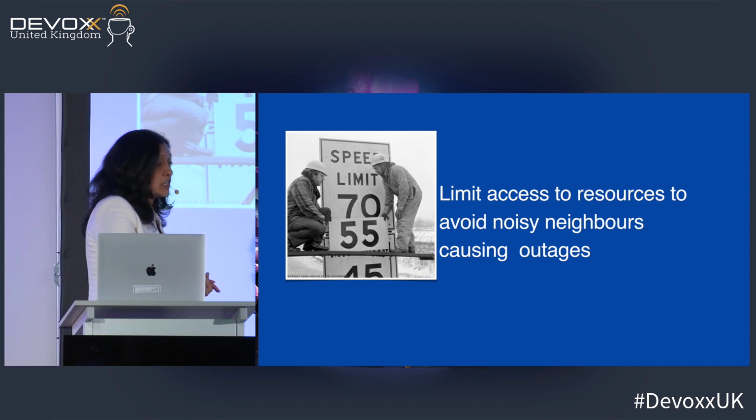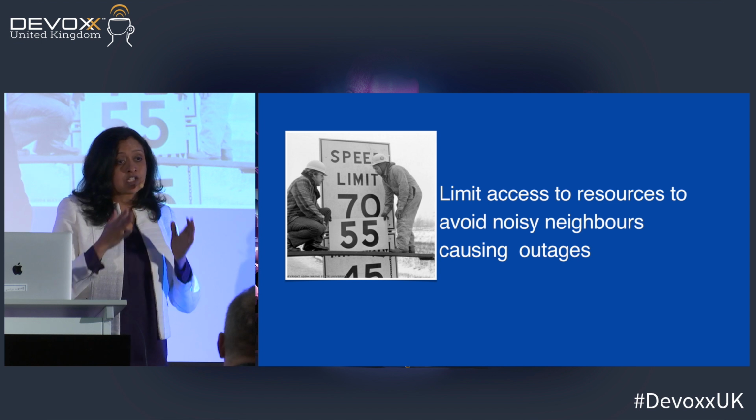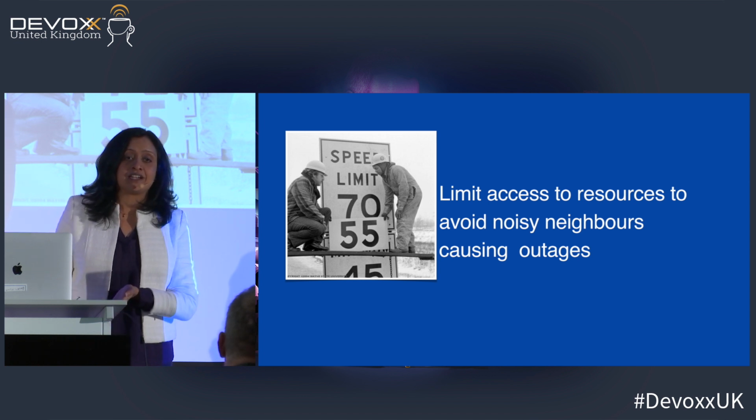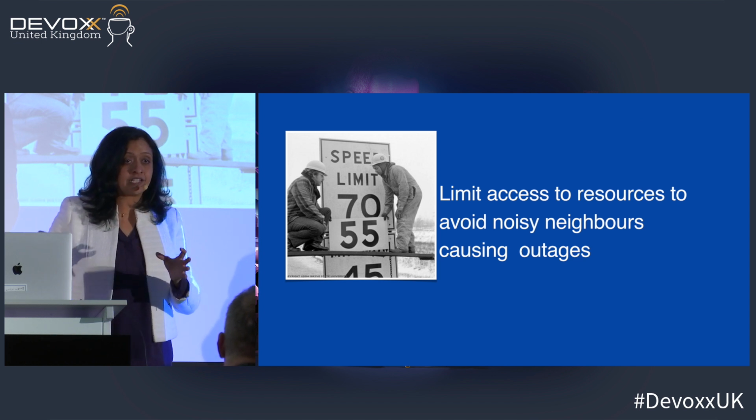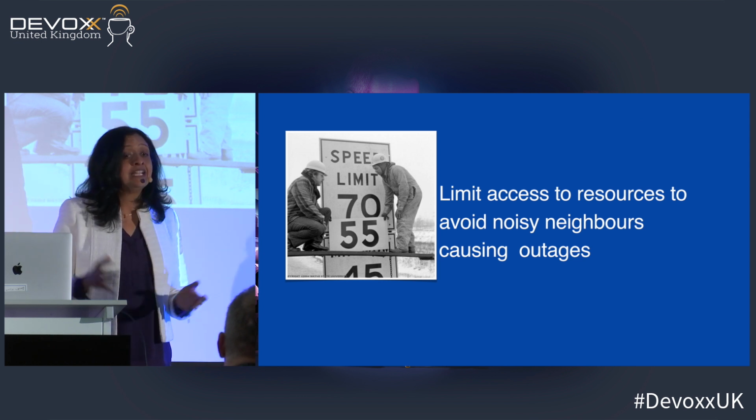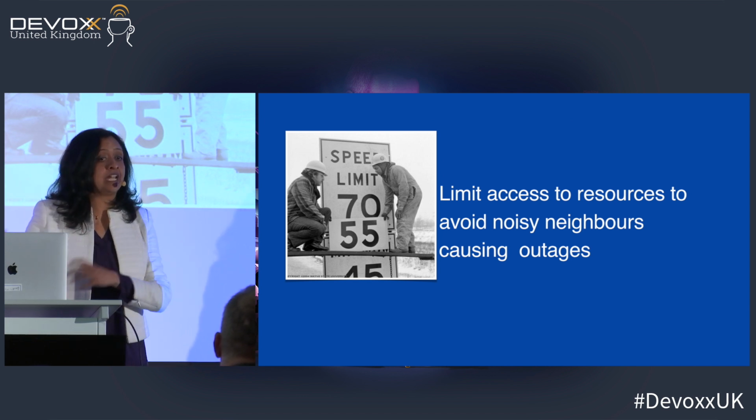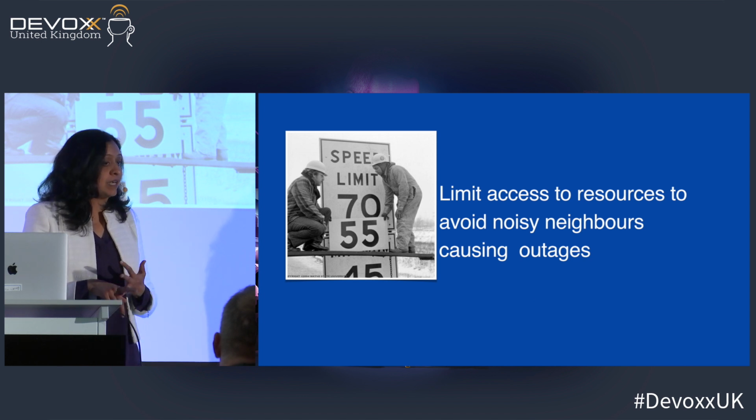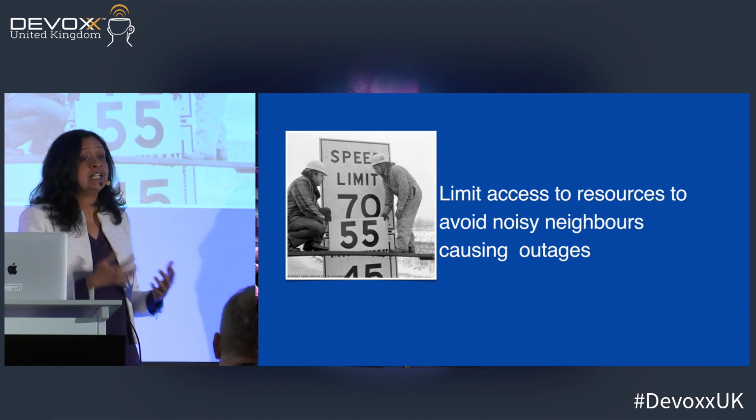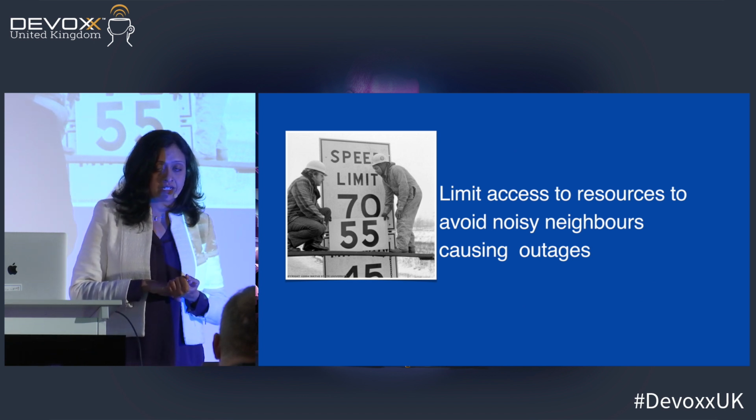Limiting access to resources to avoid noisy neighbor issues. Because it's a multi-tenant architecture, you would always want to limit access so that everybody has fair performance, and at the same time, not one rogue tenant could take down the whole system. So having throttling in place, rate limiting in place, all of this definitely helps make your system more resilient.